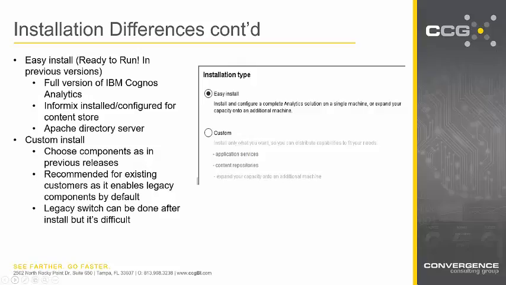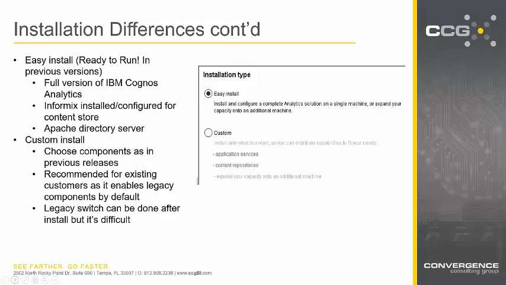So what the easy install does, though, it's good if you want to just get a quick up and running environment just to look at things, because it puts the full version of IBM Cognos on there. It also does an install and configuration for your content store. It creates an Informix installed content store, and it also puts Apache Directory Server on there for you to use as a security source for the environment. So this is a good one to do POC type things and so on as well.